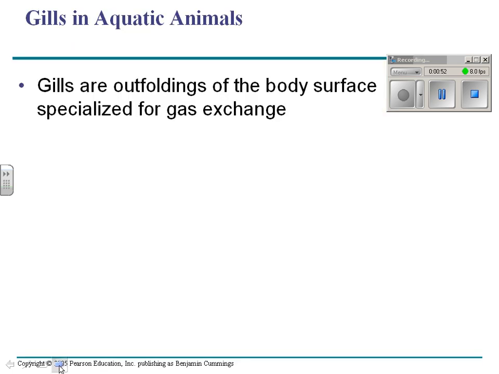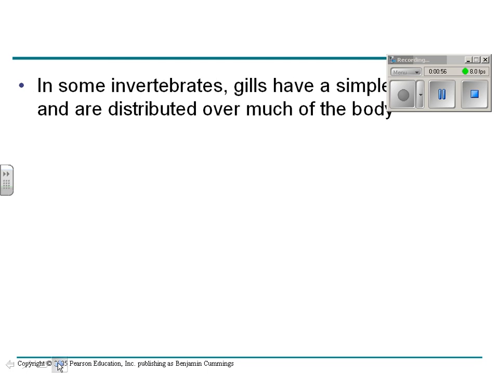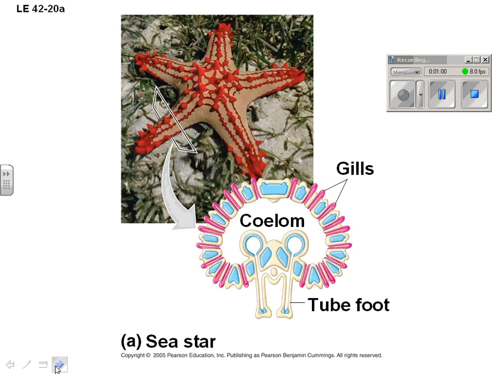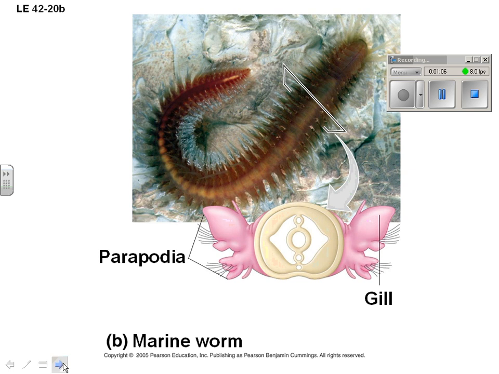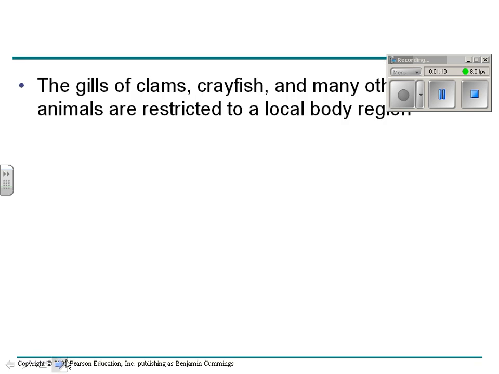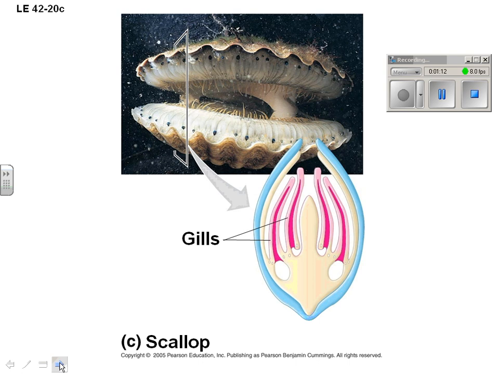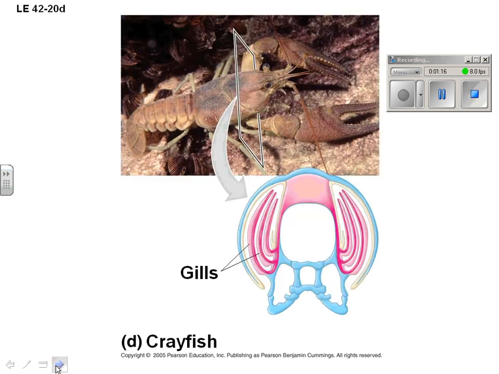So most aquatic animals have gills. Okay, and I want to talk particularly about gills, and there's some different pictures in this slideshow. Here are where the gills of a starfish is, for example. Here are the gills in a segmented worm that lives in the water. Here are the gills of clams inside of their body surface here. Crayfish, same kind of form.